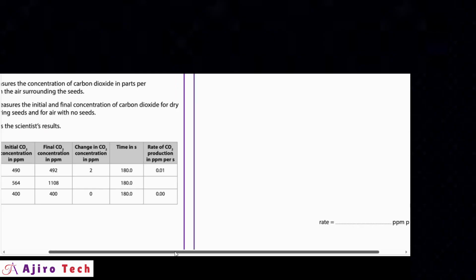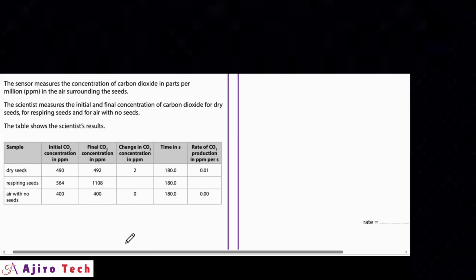Now let's go to the table. Let's look at the respiring seeds. This is the respiring seeds. So the value that we are going to use is this. So how are you going to calculate? We have already calculated the change to be 544. So what you need to do is to divide it by the time in seconds.